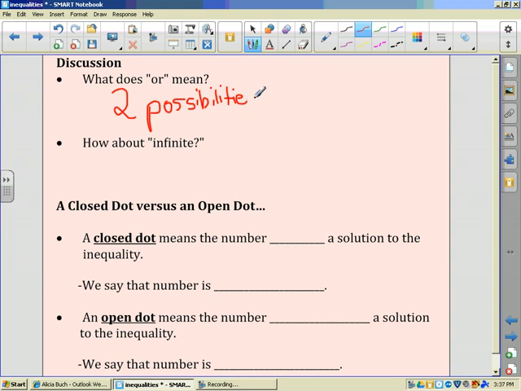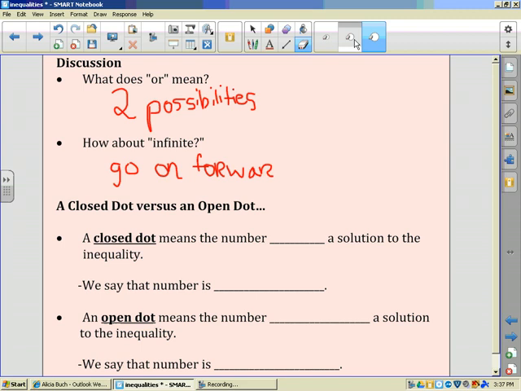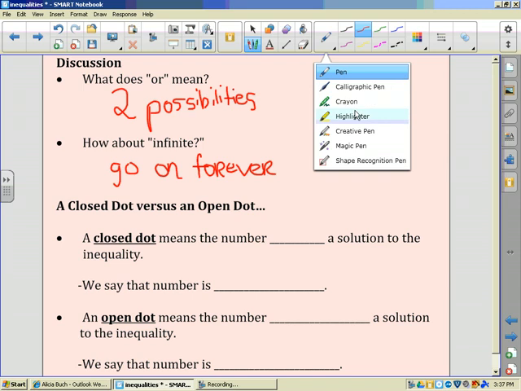And in terms of thinking about infinite, infinite means to go on forever, okay? And solutions to inequalities actually go on forever. So let's finish writing "go on forever." Okay. And I'm going to put an example up for us to talk about.